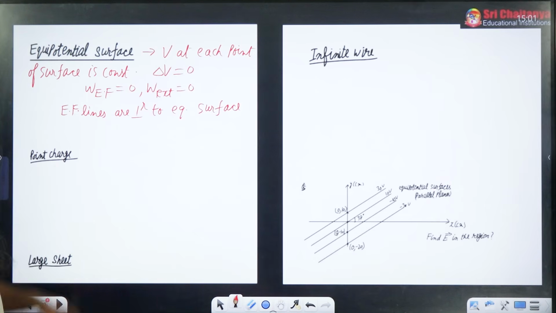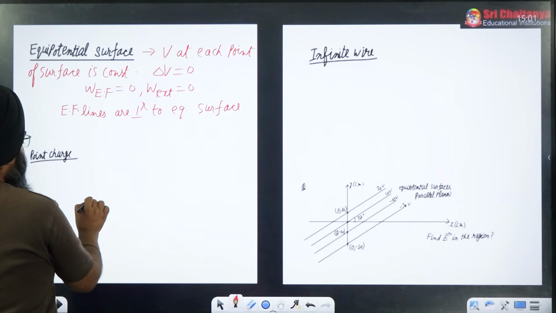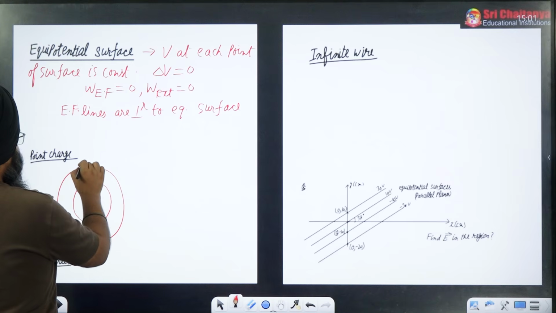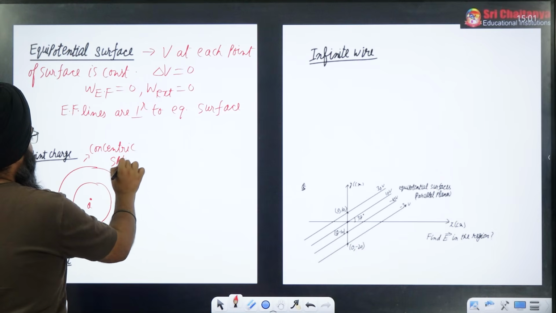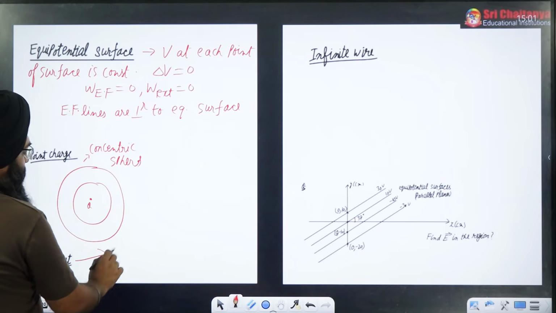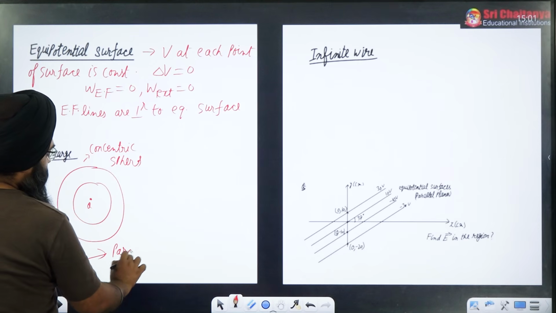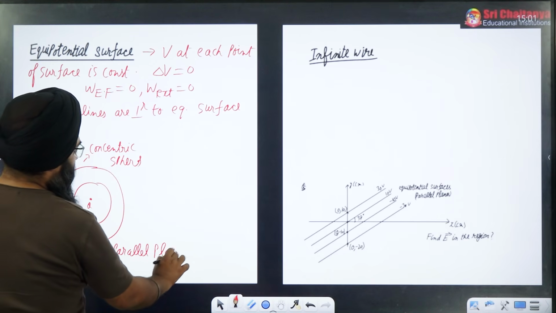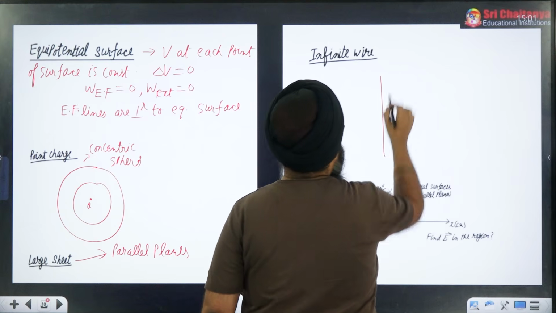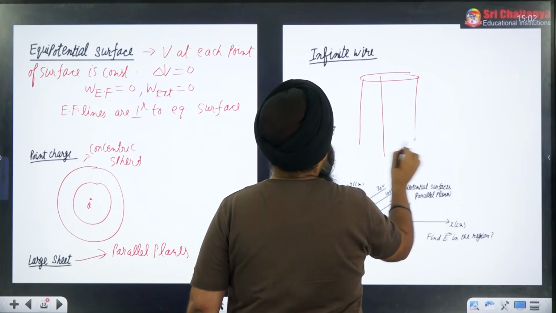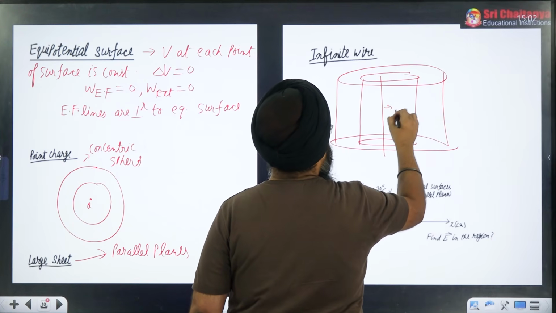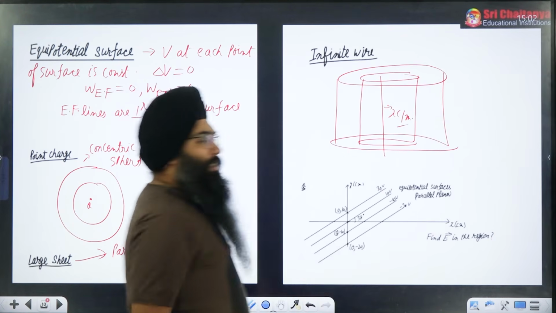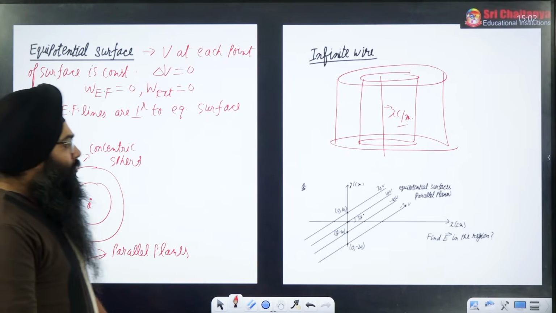Now, whenever you talk about equipotential surfaces, for point charges, always remember, the equipotential surfaces are concentric spheres. You have to remember these results. For a large sheet, these will be parallel planes. And for an infinite wire, the equipotential surfaces will be concentric cylinders. I hope this is clear to you. So these are the basic concepts based on equipotential surfaces.